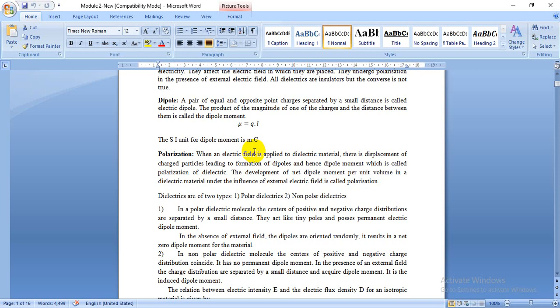Once again I'll repeat because it's a very important thing. If you know what polarization is, then you can easily understand the dielectric material also.